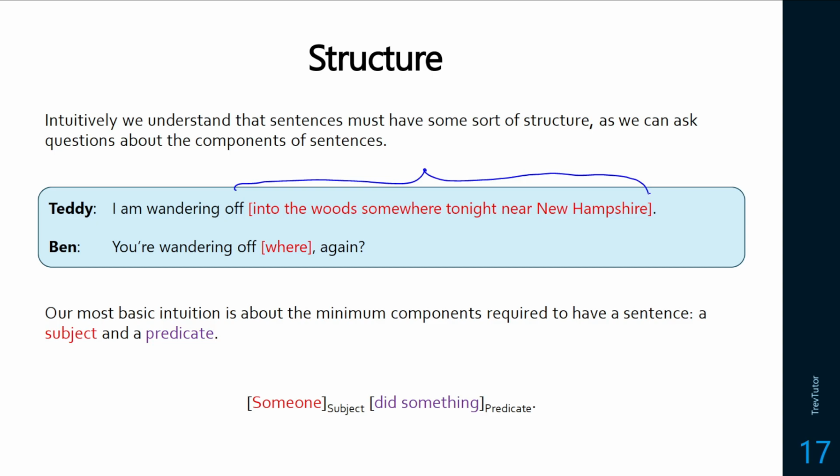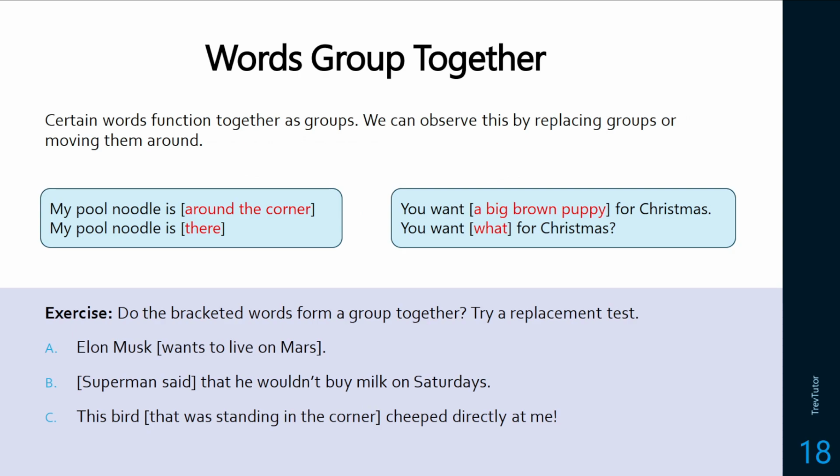So we know the most basic thing that we need is a subject and predicate. We need who or what the sentence is about, and then we need what the subject did, or what the state of the subject is, or what the description of the subject is. So we need a subject and a predicate. Basically, if we want a sentence, we can always break it up into two different components, subject and predicate, at the bare minimum. So if we want to see how words group together, we can try a replacement test.